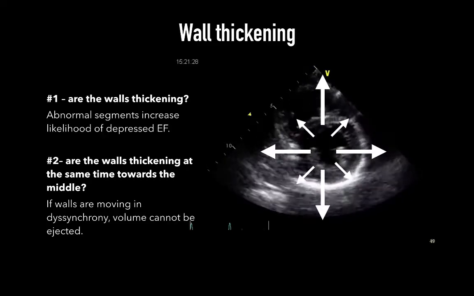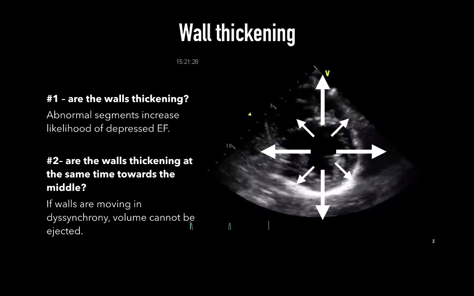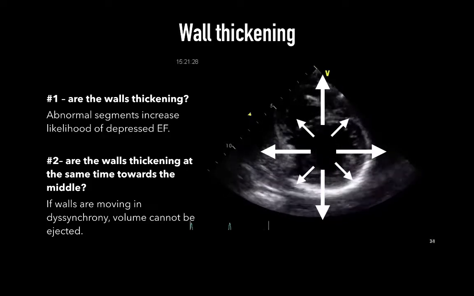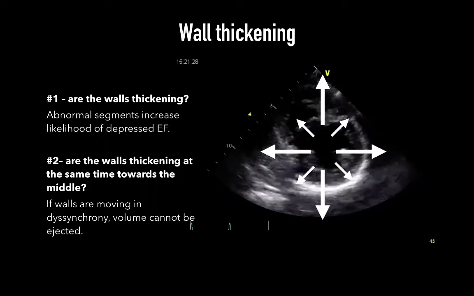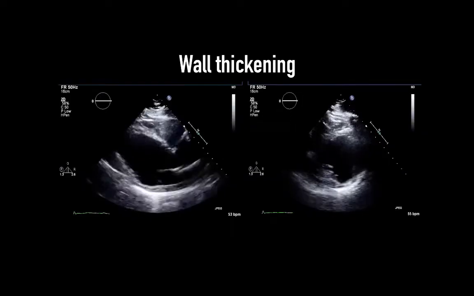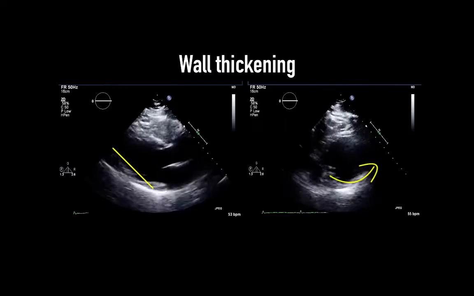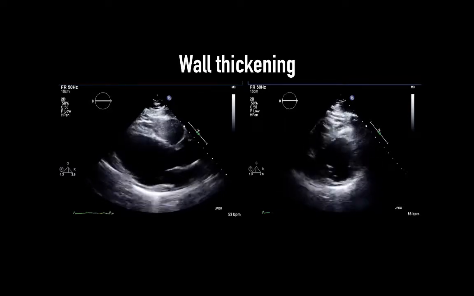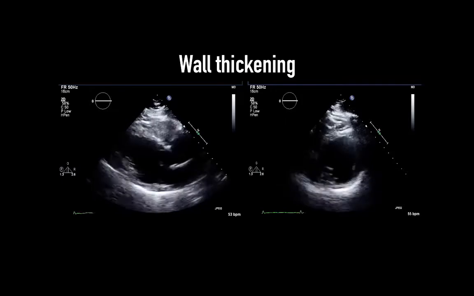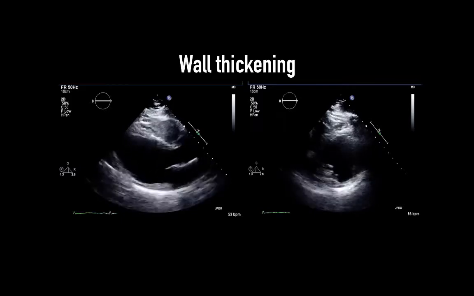The second question is, are the walls thickening at the same time and towards the middle of the cavity? This is important because if a wall is moving towards the center of the cavity while another one is being pushed away, effectively there is no ejection of volume out of the cavity. The cavity is not shrunk, so no volume is left. In these clips, you'll note the difference between an akinetic wall in the inferior and infralateral regions and a normal wall contraction in the other segments. Note that the cavity still decreases in total volume as the walls are converging towards the middle of the cavity. As you can see, the akinetic wall remains relatively fixed, but does importantly not move away during the contraction.